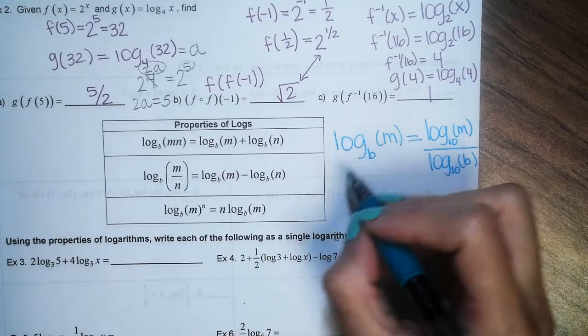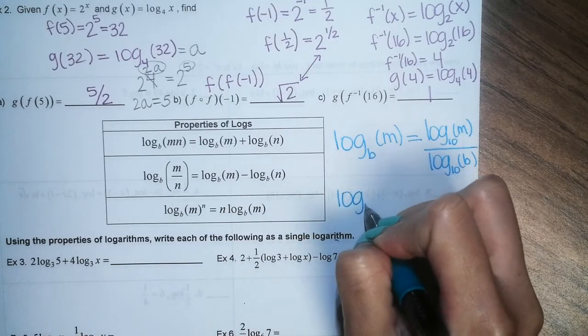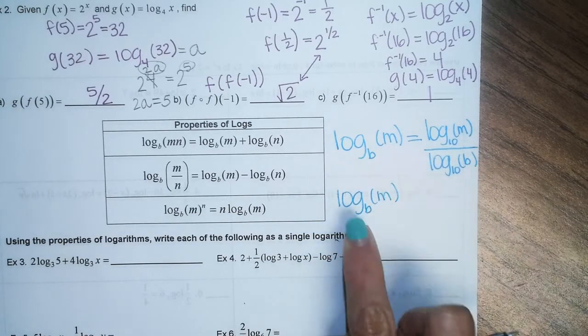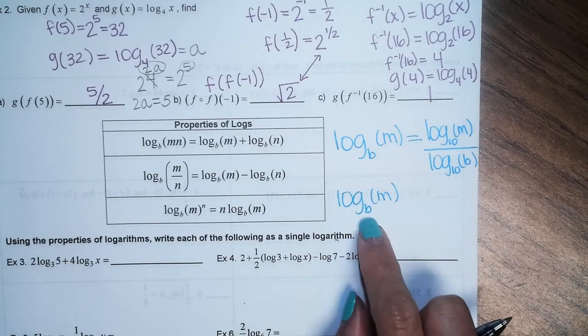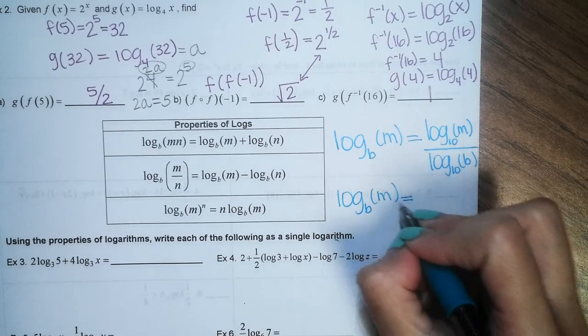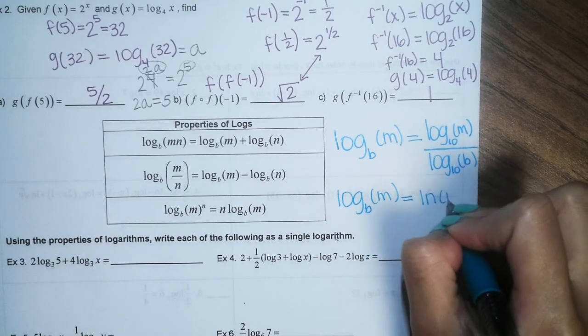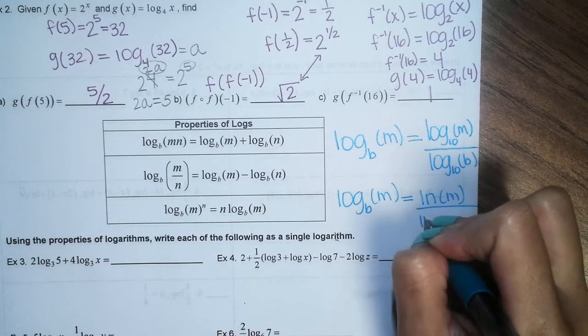Or natural log. So let me do that one too. So again, if you just have any log with any base, that's the same thing as the natural log of m divided by the natural log of b.